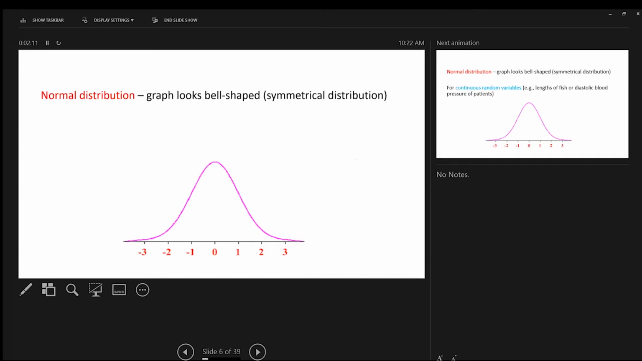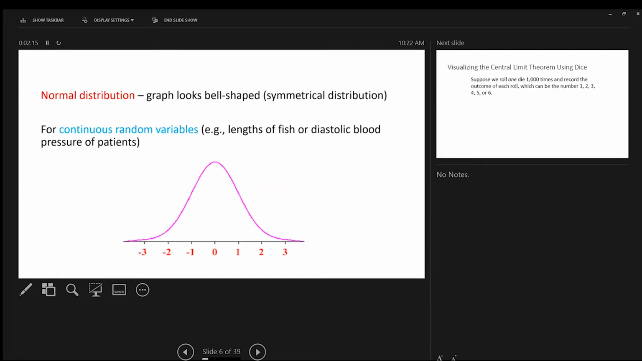Our normal distribution is pretty much just this bell-shaped symmetric distribution. And we use it for continuous random variables, so lengths of fish or diastolic blood pressure of patients. If the values weren't continuous and they were discrete, we would have a binomial distribution.